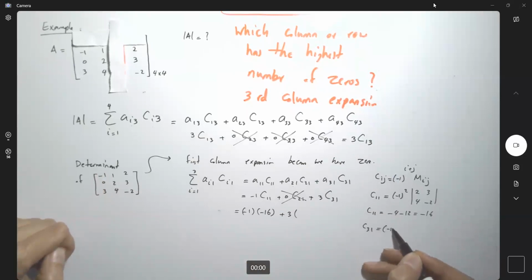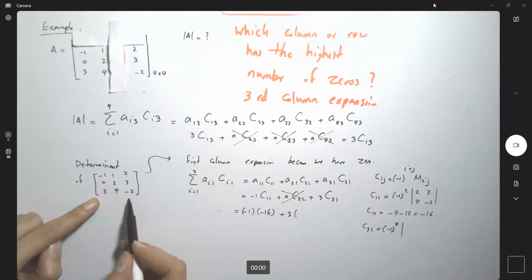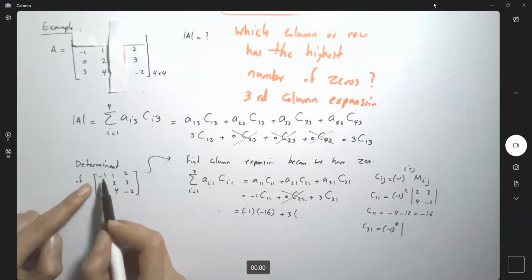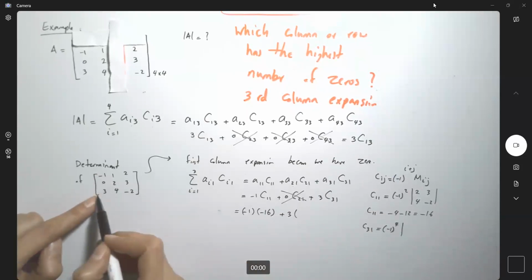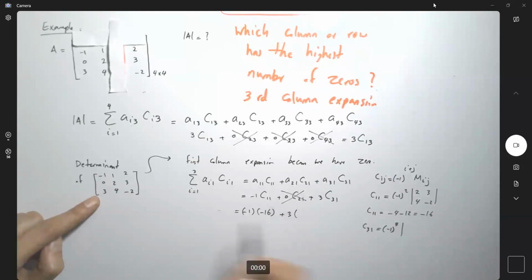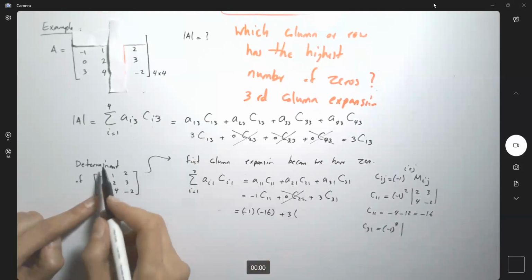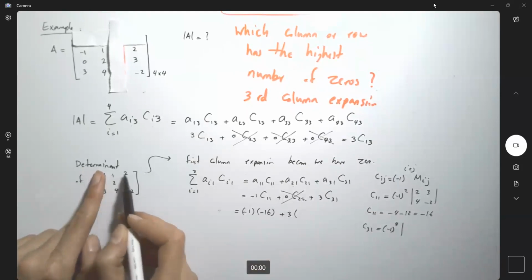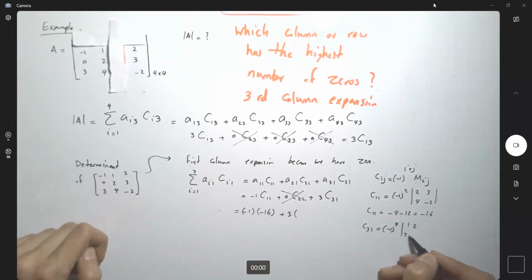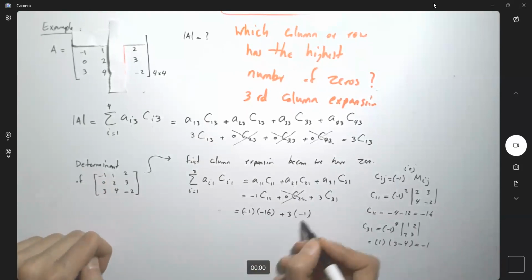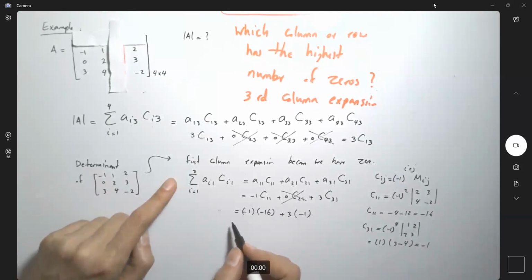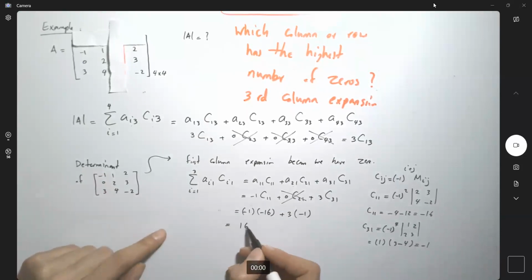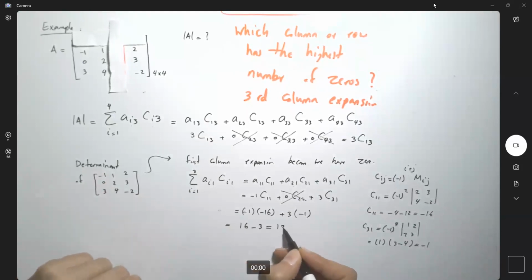C31 is negative 1 to the power 4 times the determinant left after removing the third row and first column. So here you have the third row, C31: 3 represents the row and 1 represents the column. So you're left with 1, 2, 2, 3, which is 1 times 3 minus 4, or negative 1. So this determinant is equal to 16 minus 3, or 13.